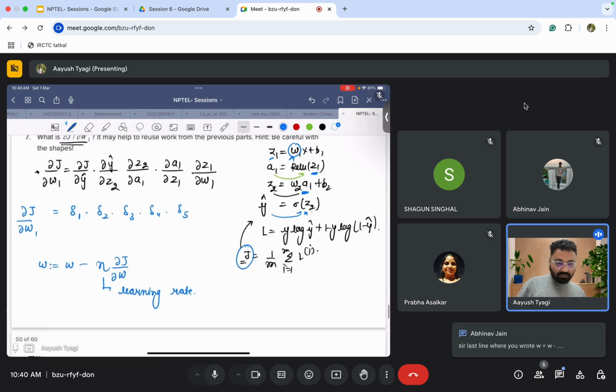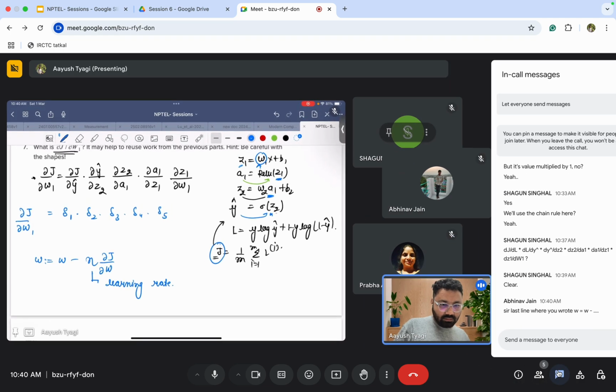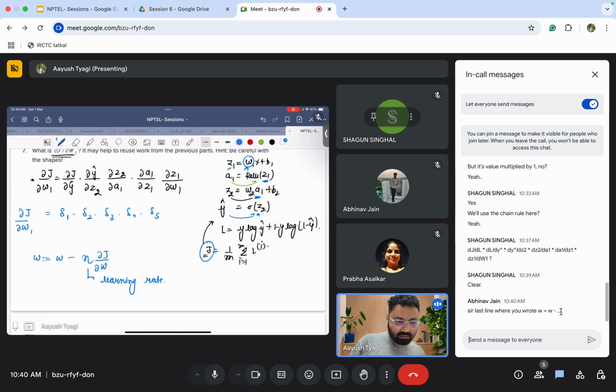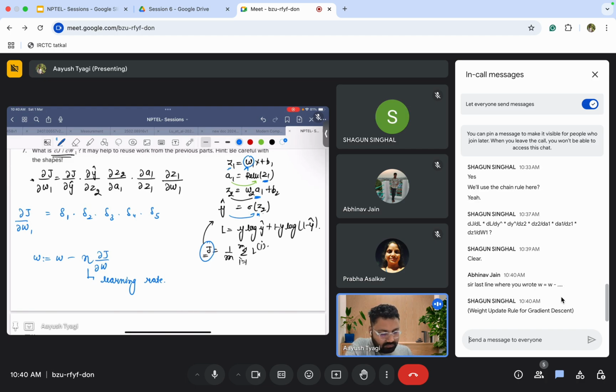So Abhinav has a question. Let's just see what he's asking. In the last line you wrote W minus eta, right? What I have written is W minus. So basically, yeah, it's an update rule, right?